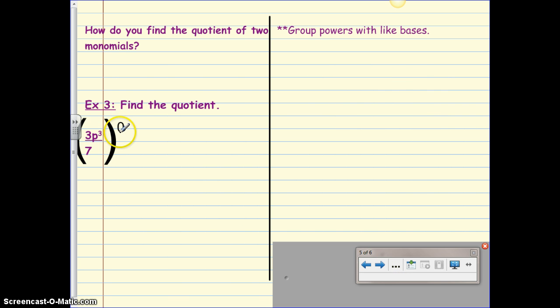What about anything raised to the 0 power? Well, remember, anything raised to the 0 power, it is 1. So our final answer here is 1.